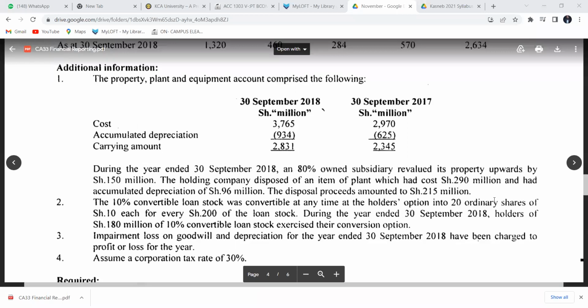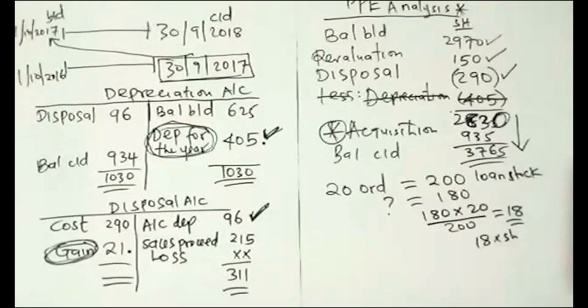The 20 ordinary shares were trading at... So 20 ordinary shares of shillings 10 each for every 200 of the loan stock. What about 180? We have found that out of the 180 of the loan stock, which was exercised to ordinary shares, they converted that to 18 shares, but per share was shillings 10. So to get the value, I have to multiply with 10 to get 180.